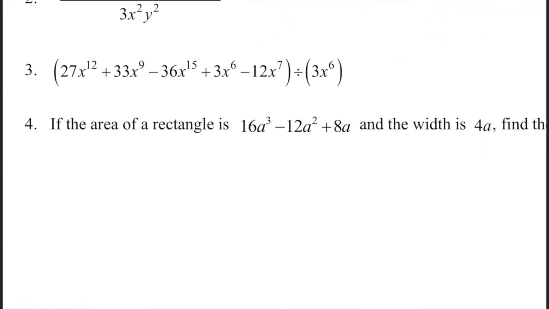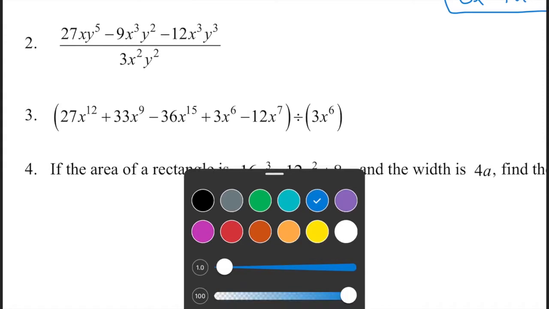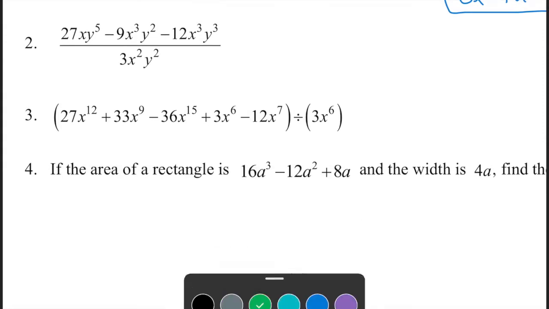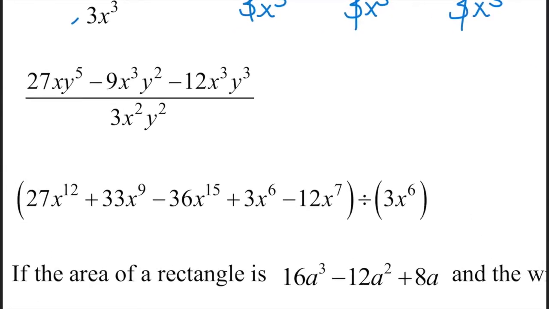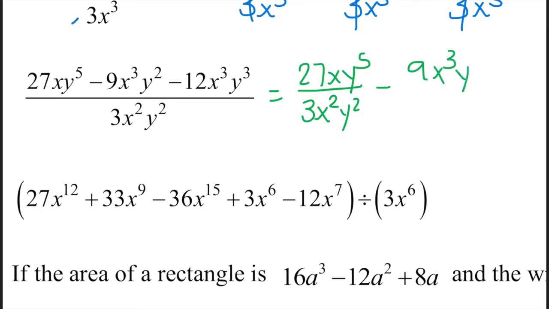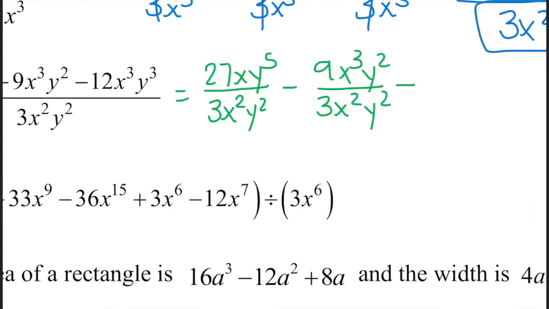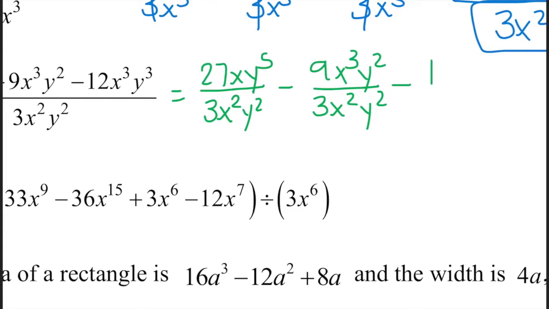All right, second one, let me change colors. I want green, and I want this a little bit bigger. All right, first thing I'm going to do is split my division. When you do this, copy very carefully. xy to the 5th, 3x squared y squared, 9x to the 3rd y squared. Now some of you may be able to do this without this step, but if you think that you might be at all confused, I would go ahead and do this step.